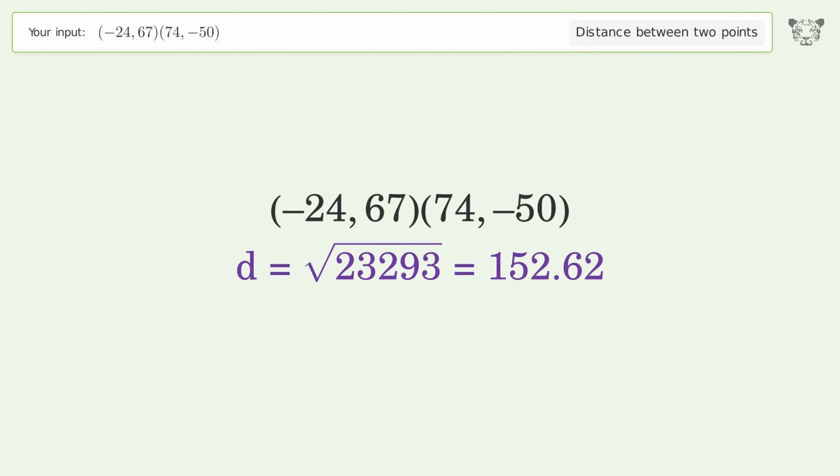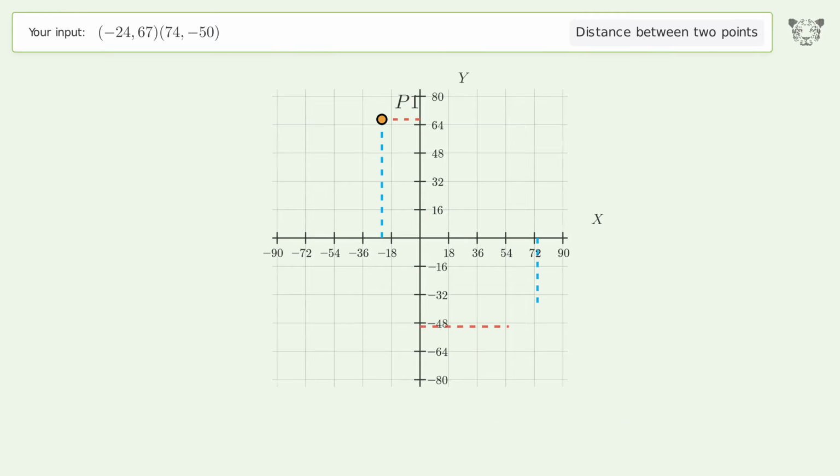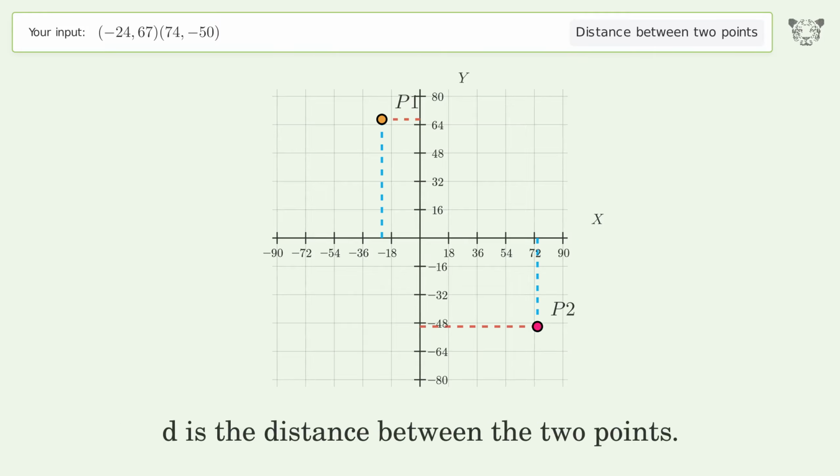The coordinates of point 1 are x1 equals -24 and y1 equals 67. The coordinates of point 2 are x2 equals 74 and y2 equals -50. D is the distance between the 2 points.